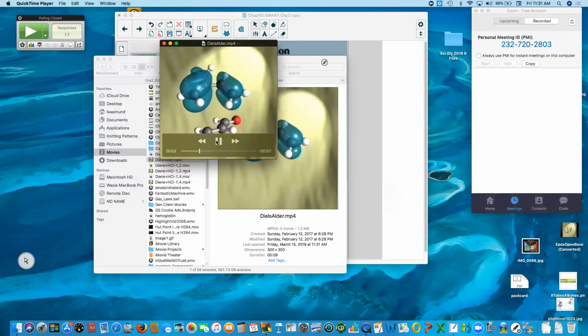Okay, so the first thing that's going to happen is we're going to protonate. Oh, this is the Diels-Alder.